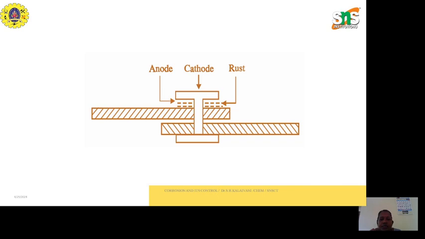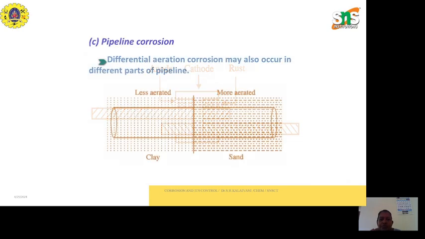So this is the diagram for the crevice corrosion. Less aerated part acts as an anode, more aerated part acts as a cathode. So the less aerated part acts as an anode, that means corrosion occurs, rust formation.